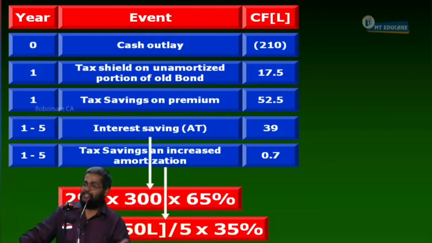The current interest rate in the market is how much percent? 14%. Discount at what rate? 14%. But the problem is, are the cash flows before tax or after tax? The cash flows are after tax. After tax cash flows should not be discounted using a before tax rate. They should be discounted using what? After tax rate. Yes or no?